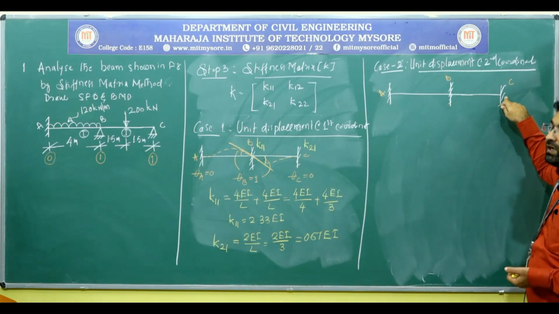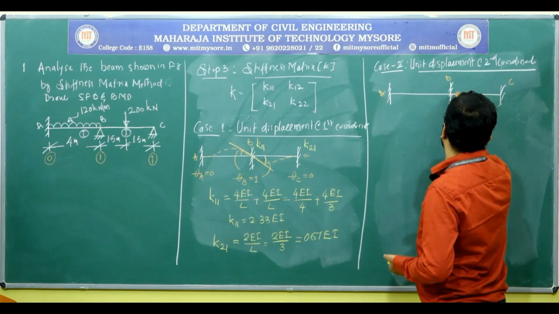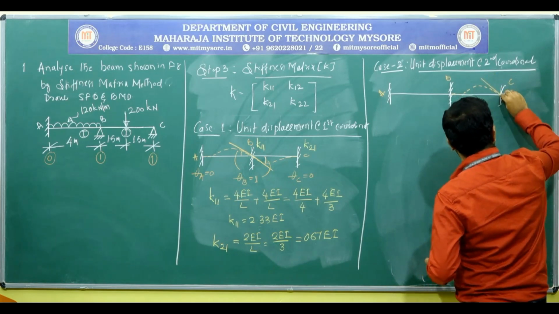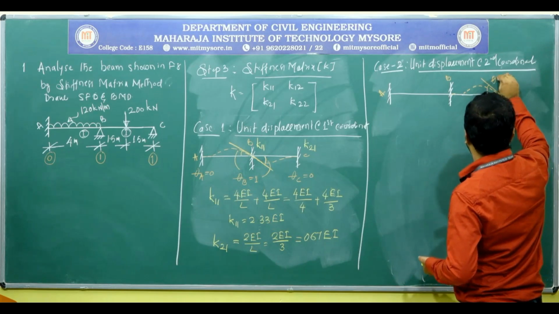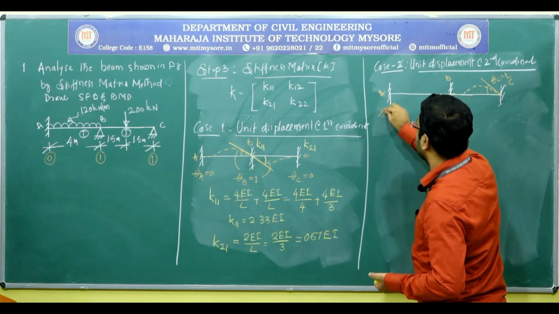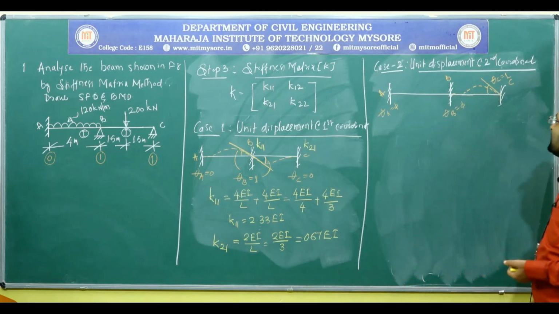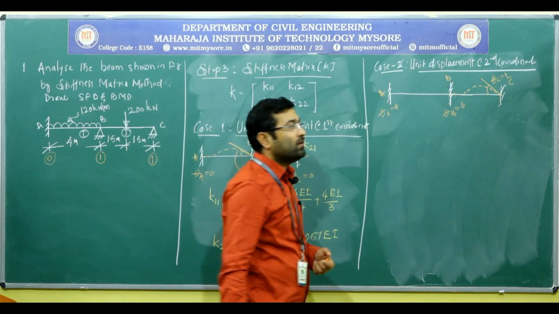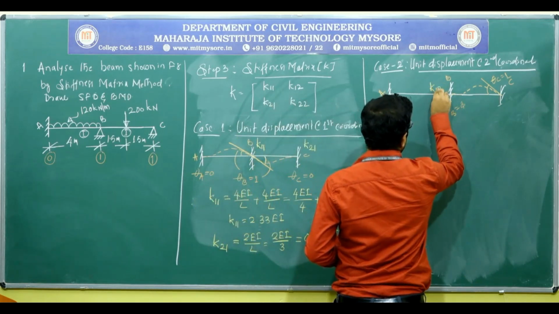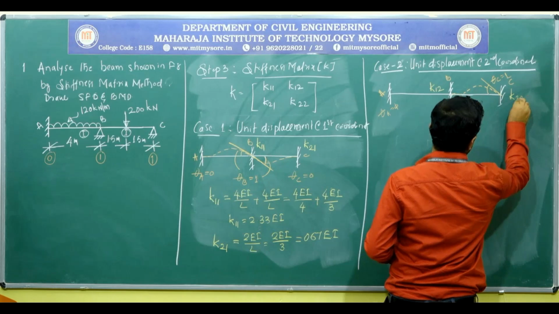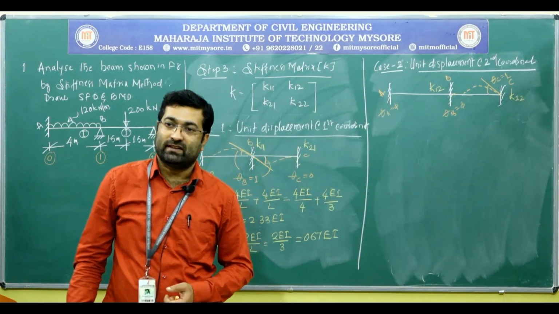So at the second coordinate I have to induce 1 unit rotation. If I induce 1 unit rotation, then the beam will deflect something like this. So here this rotation, that is theta C, is 1 and theta B is 0, whereas theta A is also 0, right. Because of this unit rotation at the second coordinate direction, how much is the force developed at the first coordinate, that is K12, and also we need to determine how much is K22, that is the force developed at the second coordinate.